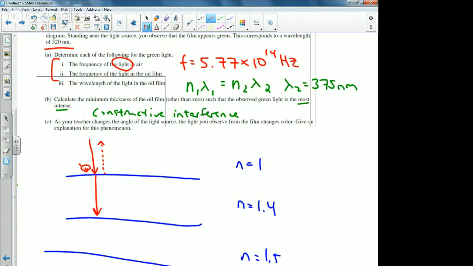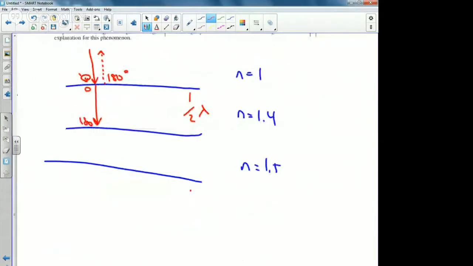The thing is, if it goes into a denser medium, then it's going to reflect back upside down, in this case 180 degrees. So whenever you're going into a denser medium, it always reflects back upside down. Now, we say that this thickness is half a wavelength. That means from 0, by the time it reaches the other side, half a wavelength, it's traveled 180 degrees, because one full wavelength is 360.